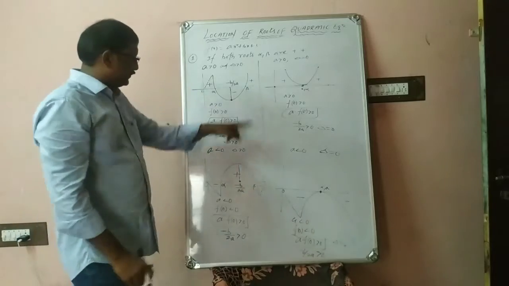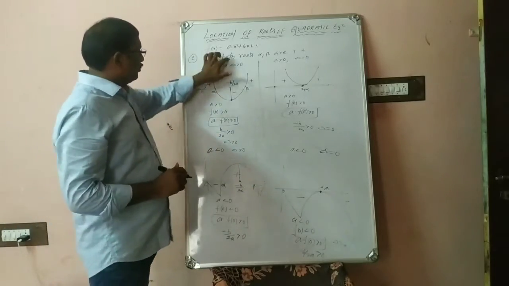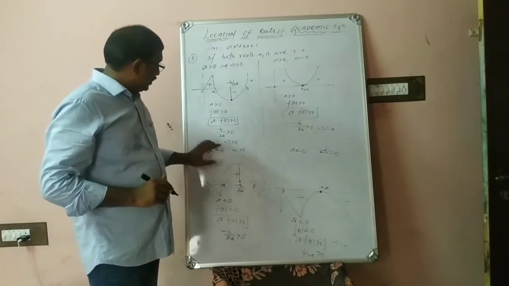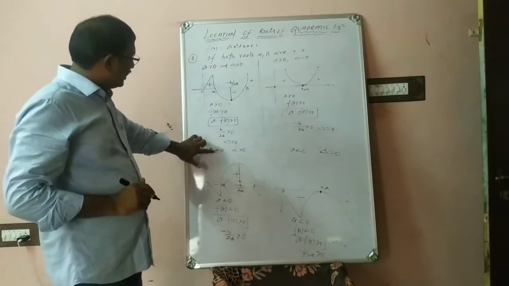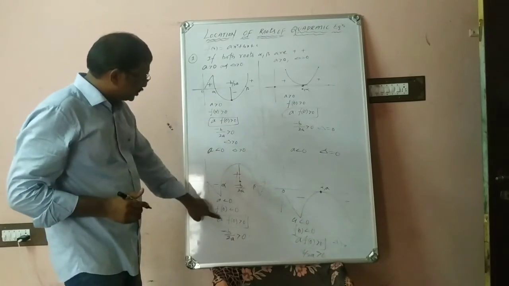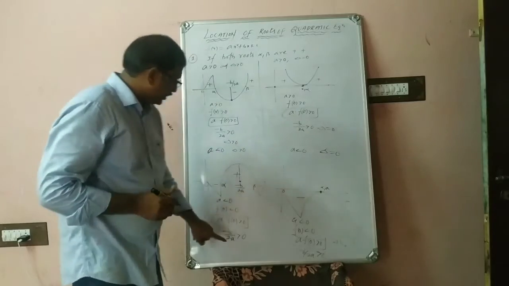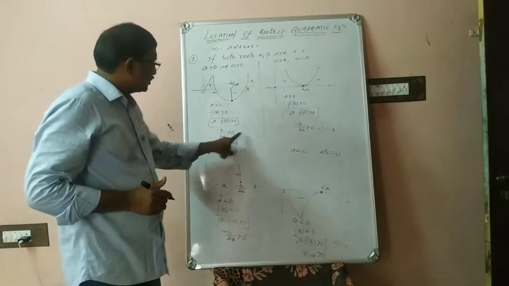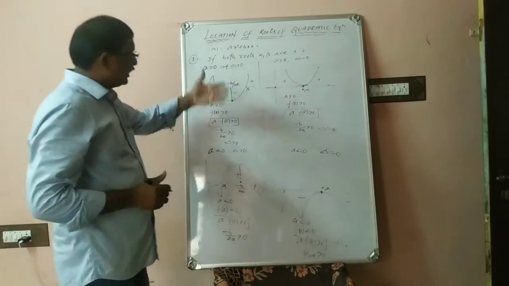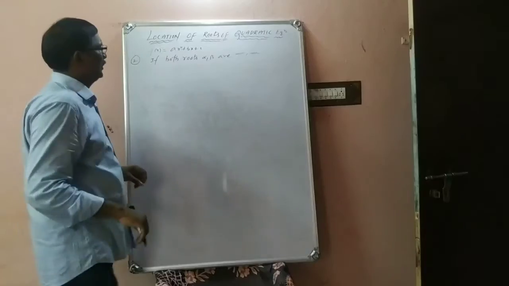By looking at all these four cases, what we can conclude is that both the roots are positive in the case of a greater than 0 or a less than 0 when a into f of 0 is positive, and minus b by 2a is positive, and delta is greater than or equal to 0.